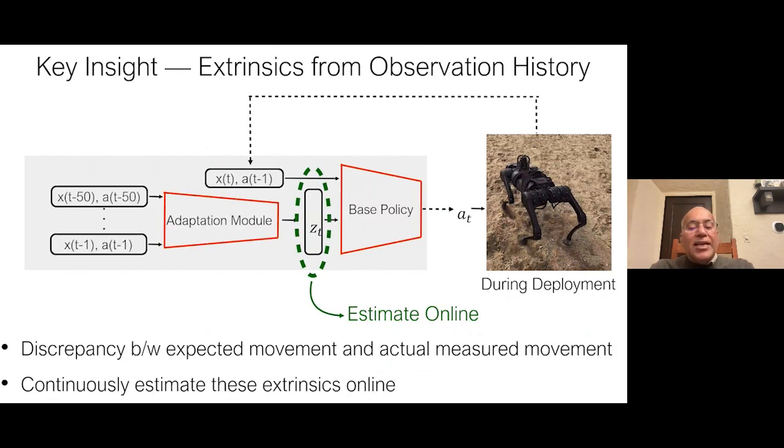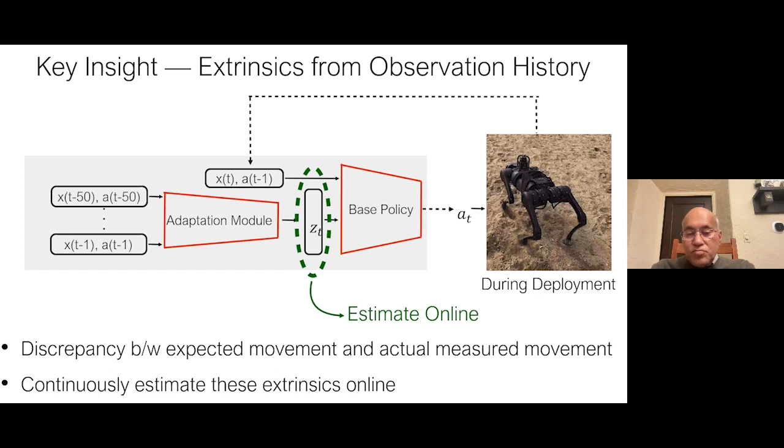So this is what we call the adaptation module. The adaptation module is like this observer, which is running in the background, and it takes my last 50 observations in this case, so maybe half a second or 1 second of history. And from this history, it tries to estimate this z sub t. The z sub t is what we have called the extrinsic vector. It is, in our case, 8-dimensional. And what this encodes is something about the terrain and friction and so forth, some of these external environmental parameters. And the point is that these are different when you're walking in sand versus walking on a hard road.